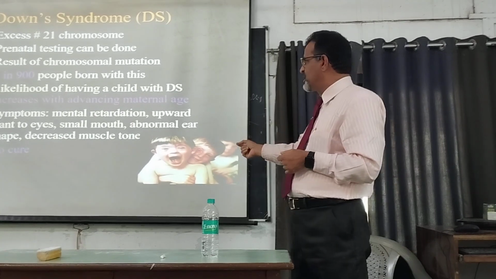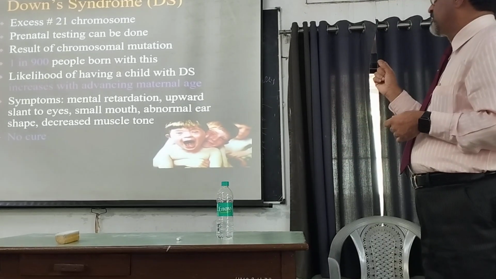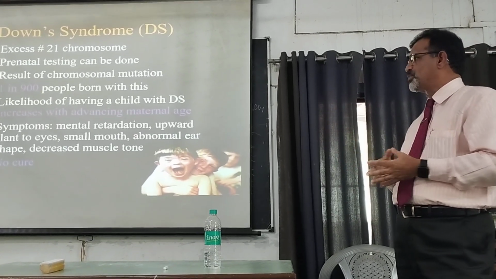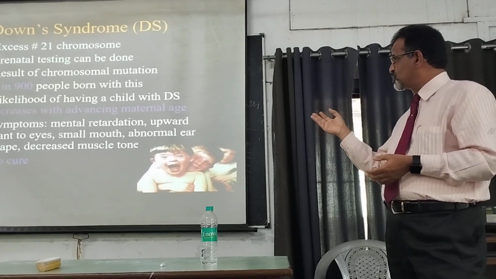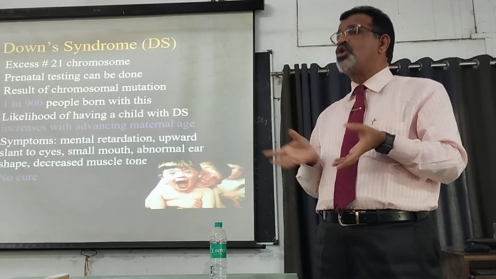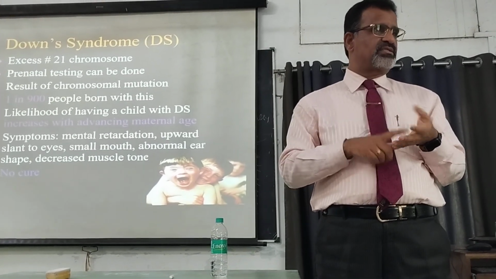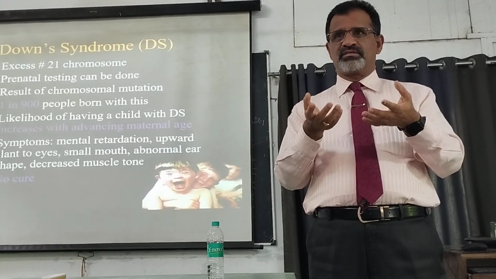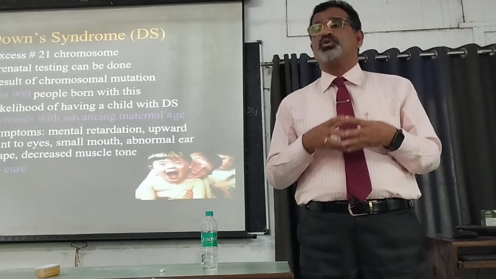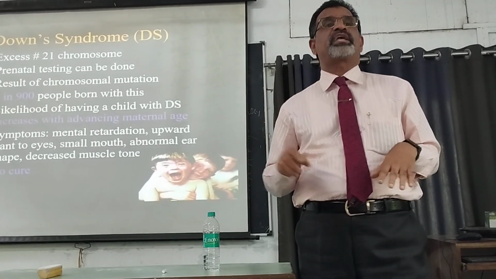Children who are born with Down syndrome suffer from mental retardation, and physical features like upward slant eyes, small mouth, abnormal ear shape, and decreased muscle tone. Actually, they look like Mongolians, so their face is called a Mongoloid face. The Chinese, Japanese, Koreans, they look different from us. So that is called a Mongoloid face. And for this Down syndrome, there is no cure. If these children suffer from any other ailments, that can be treated, but Down syndrome cannot be treated.